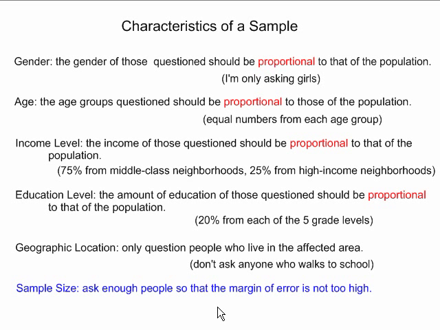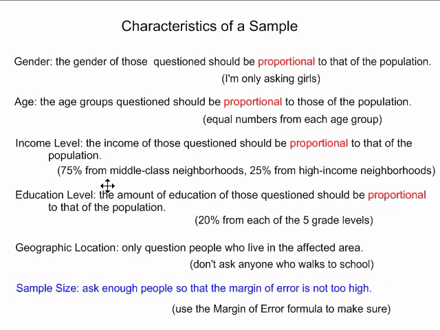Finally, sample size. I always encourage any student to use sample size as one of their characteristics. It's the most important characteristic, and it applies to any sample survey. You must always ask enough people so that the margin of error is not too high. And how do you check the margin of error? You use the margin of error formula.